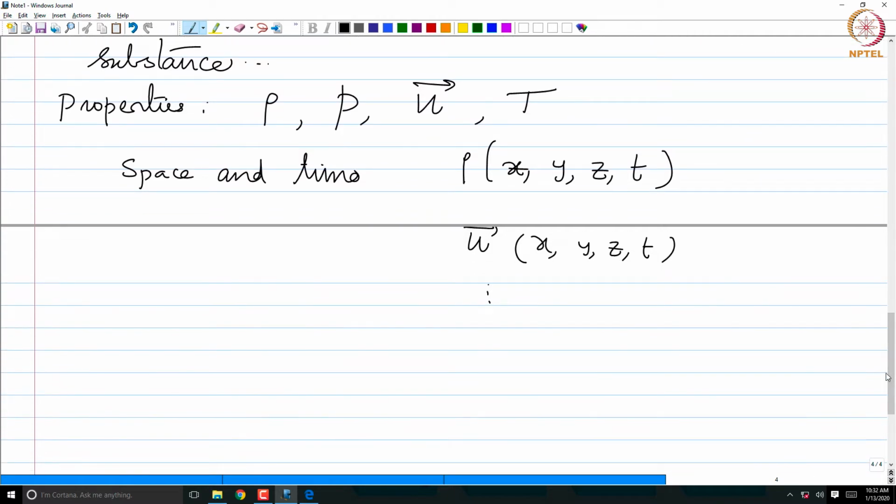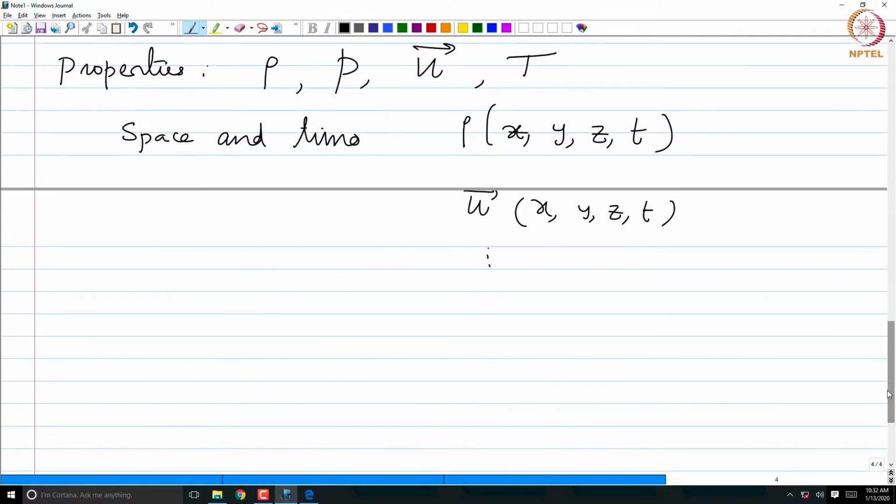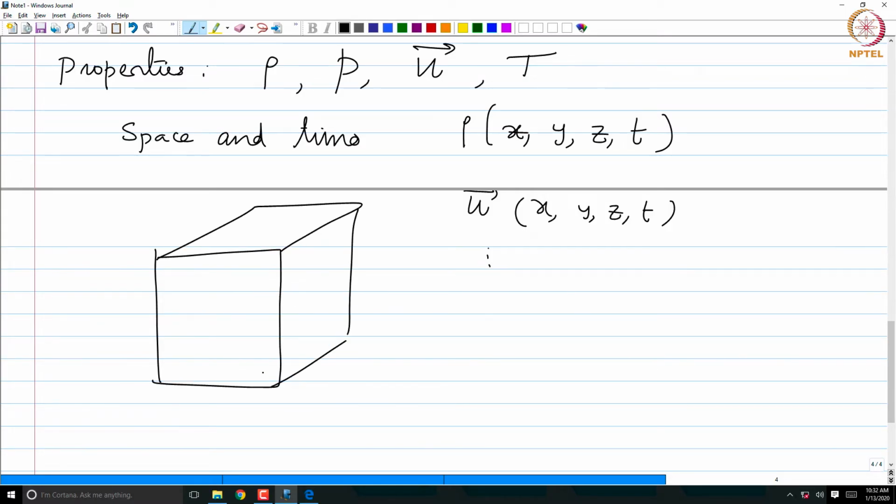Now the fluid element that we consider here, let's say I consider a fluid element like this. So this is an infinitesimal fluid element.